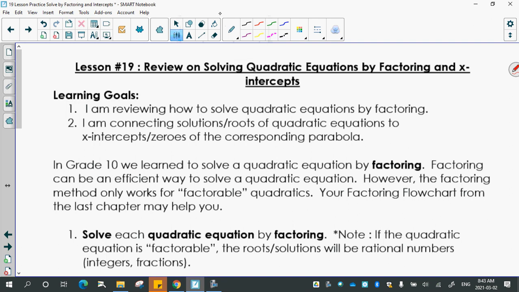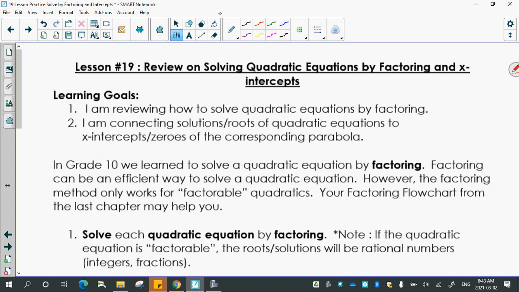All right, so this morning's lesson is a review on solving quadratic equations by factoring, and we're also going to talk about x-intercepts, how solutions of quadratic equations are related to x-intercepts of parabolas. Okay.